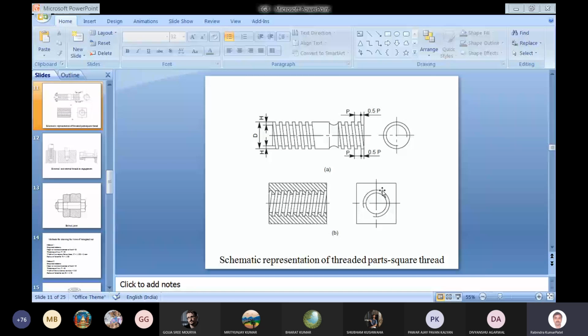Similarly, in case of external thread, here also we have the root circle corresponding to the root diameter. We have the smaller diameter, and that is not visible from the right side. The thing which is not visible, our rule says we show by dashed lines. But in this case, we don't show it by a dashed line, but in a broken form of the circle.